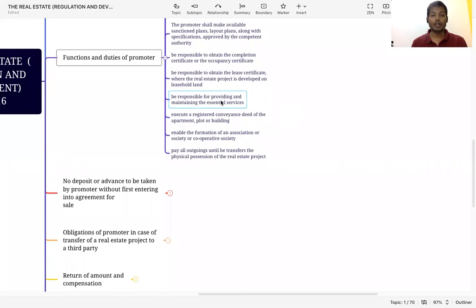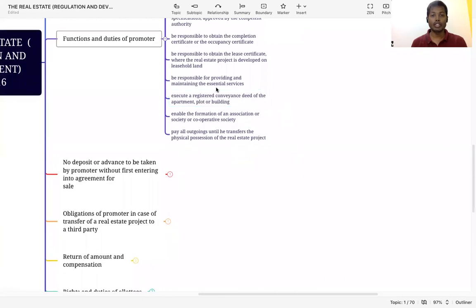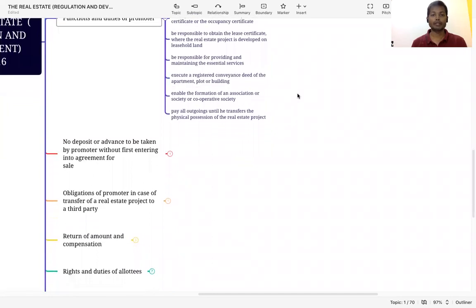Promoters are responsible for providing and maintaining the essential services. Some essential services are required at the site or during the project. Then the promoter needs to implement those essential services, just like an effluent treatment plant or sewage treatment plant or rainwater harvesting plant or some firefighting equipment. Then promoters need to provide all these essential services during the project implementation.